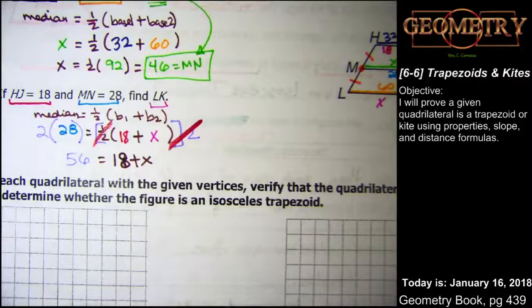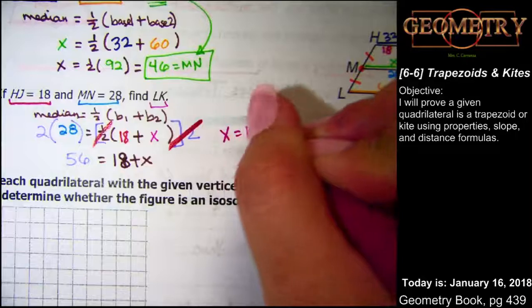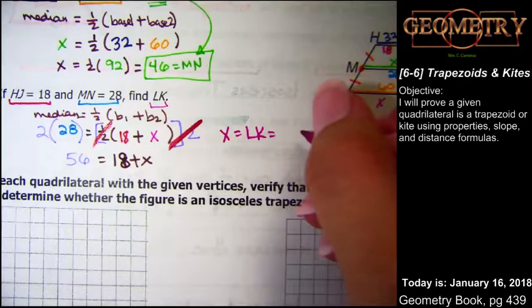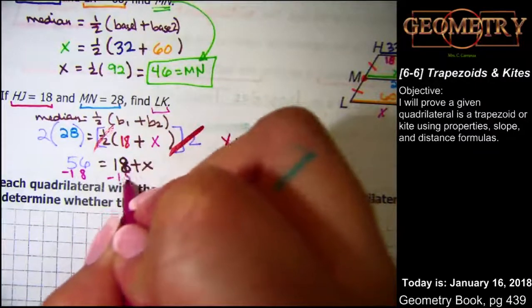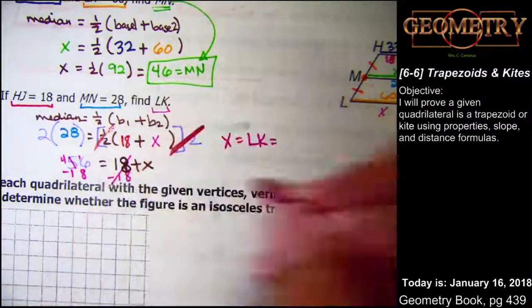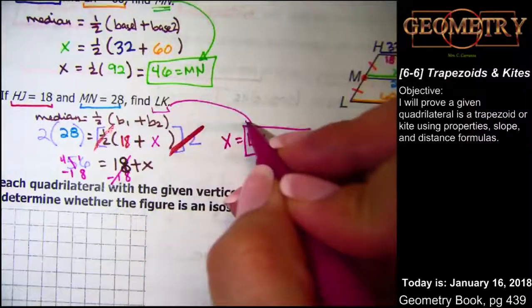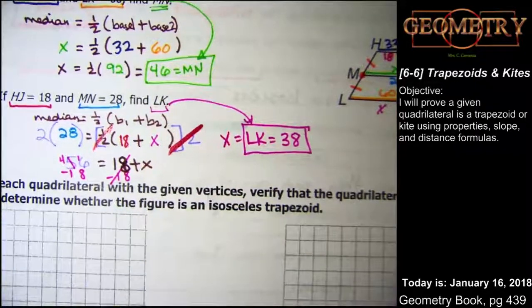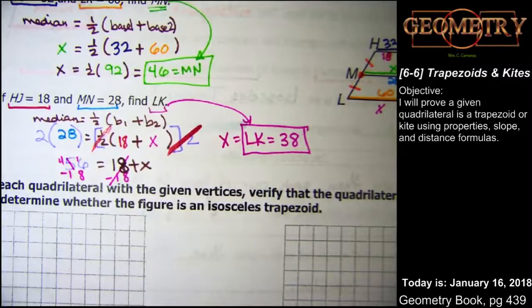Subtract 18 from both sides, and x, or rather LK, equals 38. All right? When in doubt, feel free to redraw the figure. You're welcome to redraw the figure.